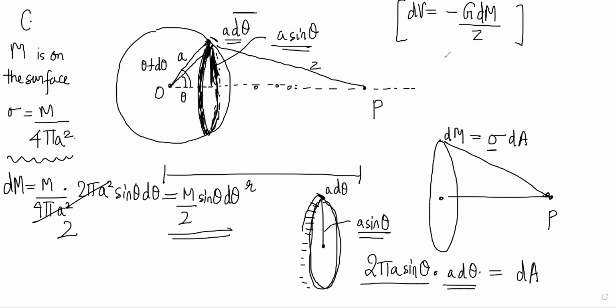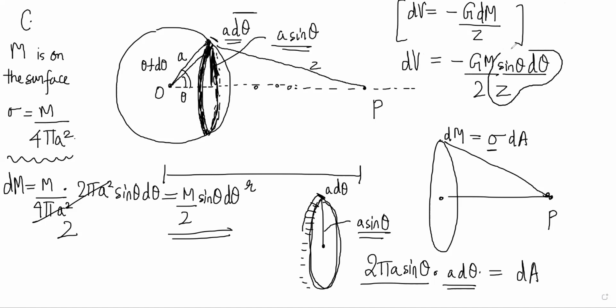Now we'll find a relation between z and theta, because the dm has come as minus GM by 2 sine theta d theta by z. This is your dV. You need a relation between this sine theta d theta and z, then only you can integrate, right? You want to integrate over theta, ideally, because theta goes from 0 to pi. But we'll first have to find a relation between z and this.